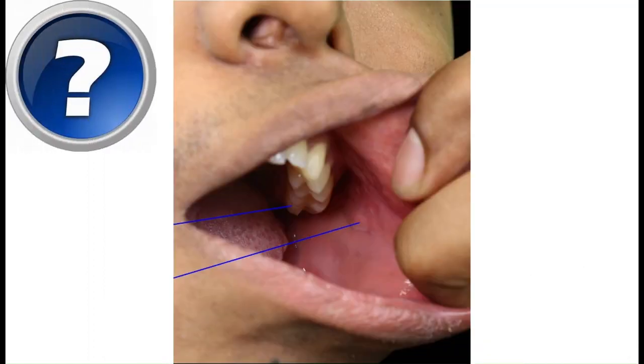Again, asking the question, what are the contents of the vestibule? We already have seen the upper frenulum and the lower frenulum, and at the sides of the vestibule you can see that there is a circular elevated area with an opening in the middle. This is the opening of the parotid gland. Where is this opening? It is to the side of the upper second molar tooth.